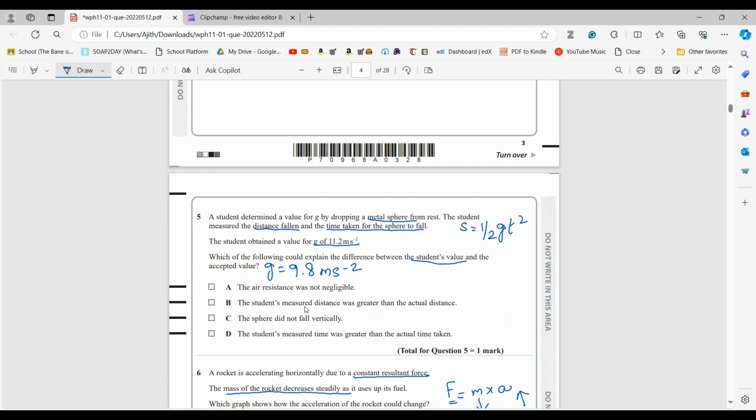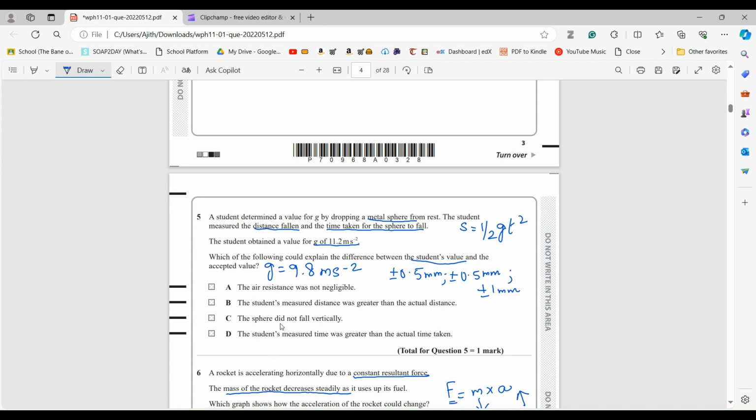The second option is the student's measured distance was greater than the actual distance. Now, let us assume the student is using a meter rule to measure the distance fallen. When the student uses a meter rule, there can be uncertainties involved when measuring the distance. The student may not align the distance exactly with the starting point of the meter rule, which is 0. So that can give you an uncertainty of plus or minus 0.5 millimeter. And when measuring the end point, let's say the student is measuring 90 centimeters, the student might not measure exactly 90 centimeter. The student can measure 90.5, somewhere in between 90 and 91. So again, there will be another uncertainty of plus or minus 0.5 millimeter involved. So the total uncertainty can come up to plus or minus 1 millimeter. So this can give a value of distance which could be different from the actual value, could be greater than the actual distance. So option B seems to be right for the time being.